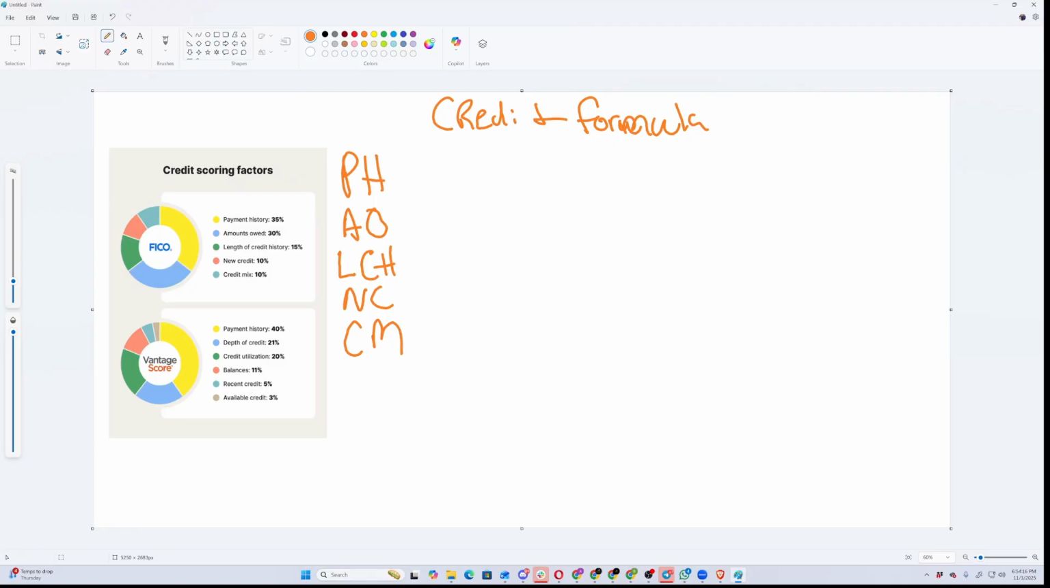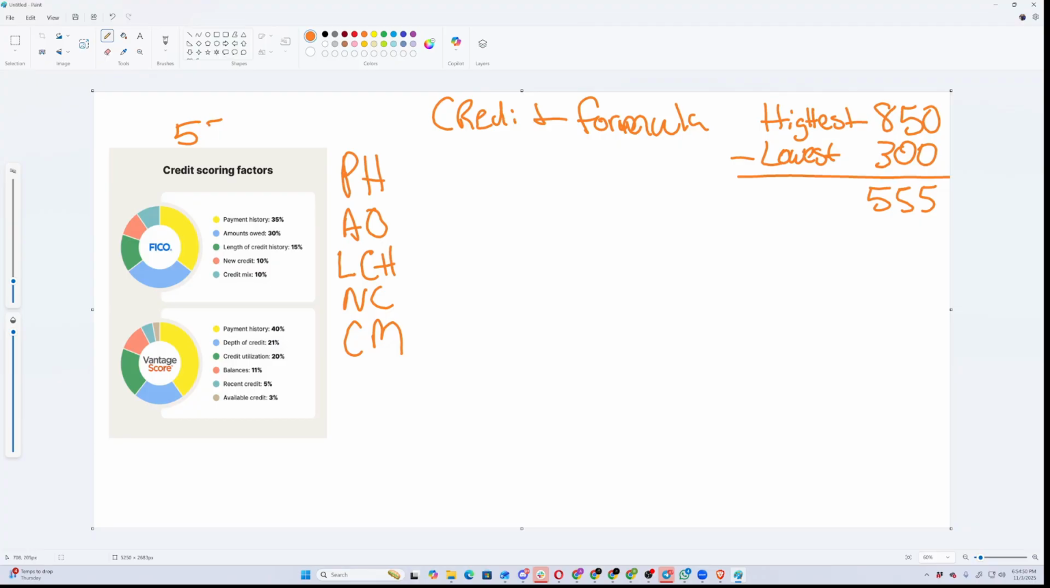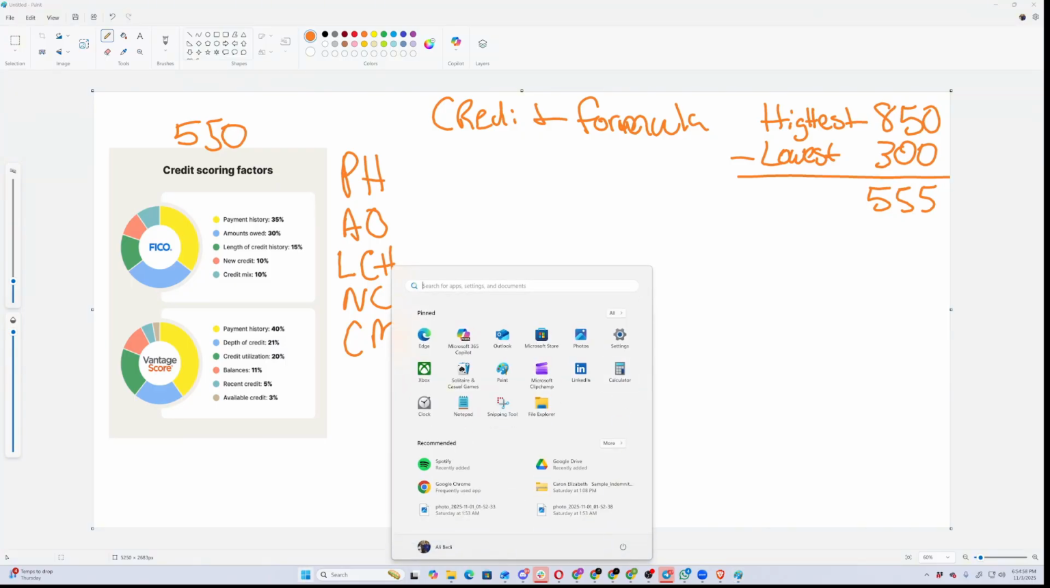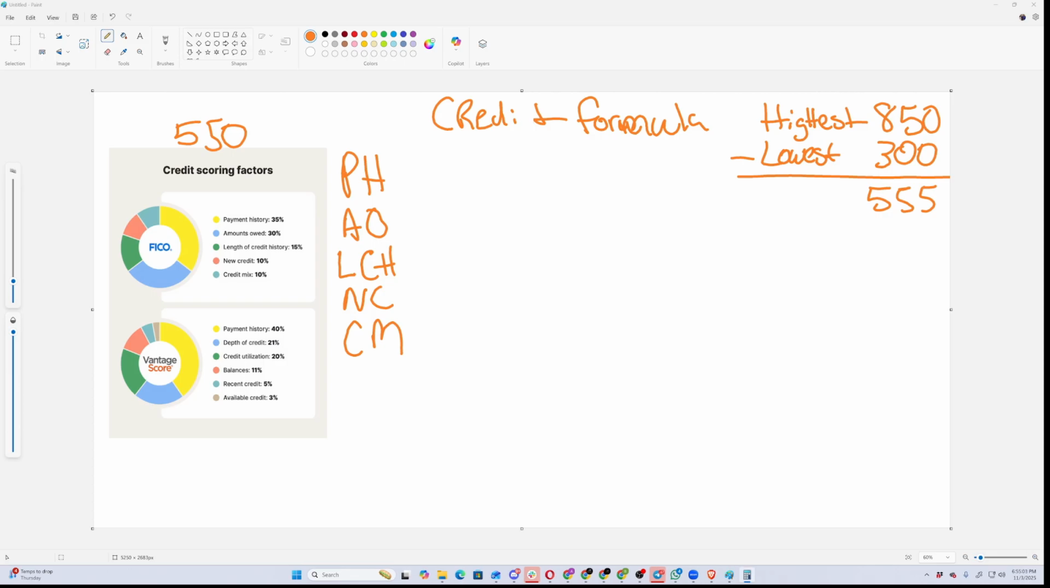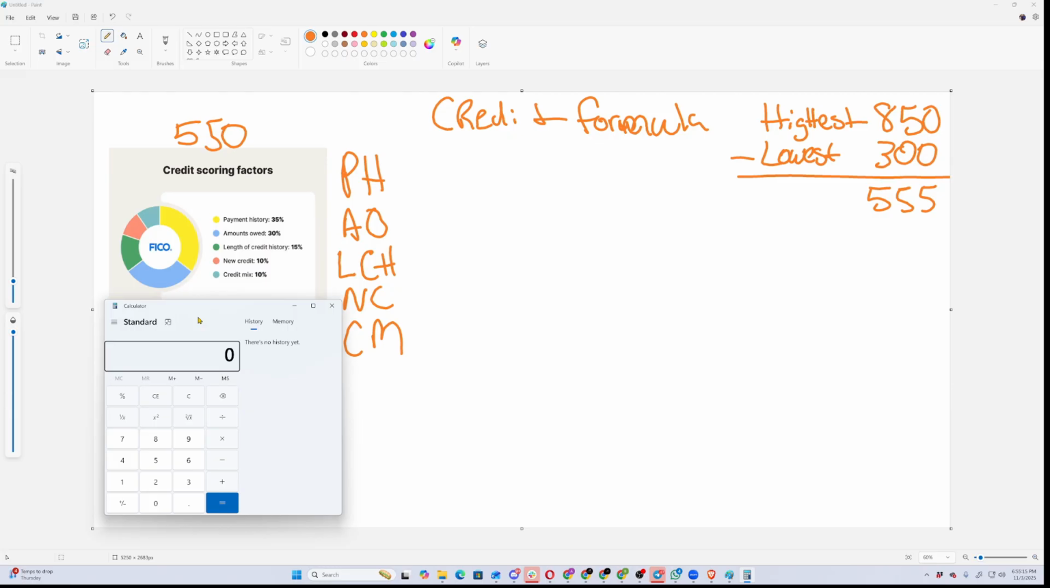So when we look at all these different categories, what goes into each category? Well, the first thing you need to know is the highest credit score, 850, and the lowest credit score, 300. Let's start the mathing. 850 minus 300 is 550. So all these numbers equal out to 550. Let's bring up the calculator. Now we're going to start bringing all the numbers together so that everything is done perfectly.